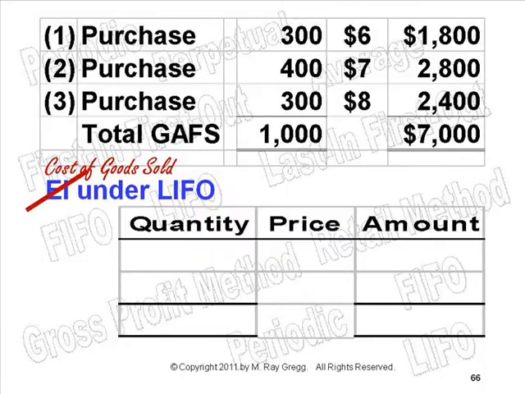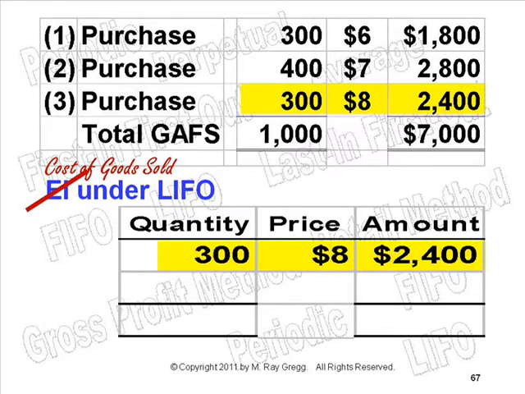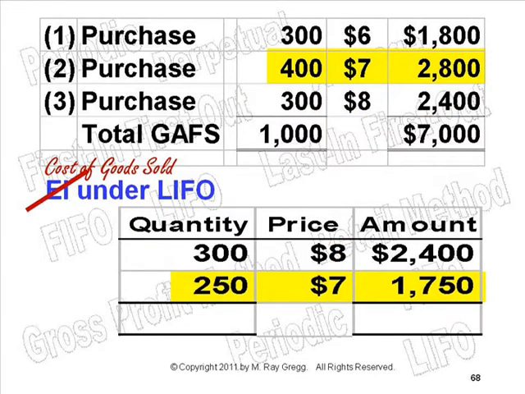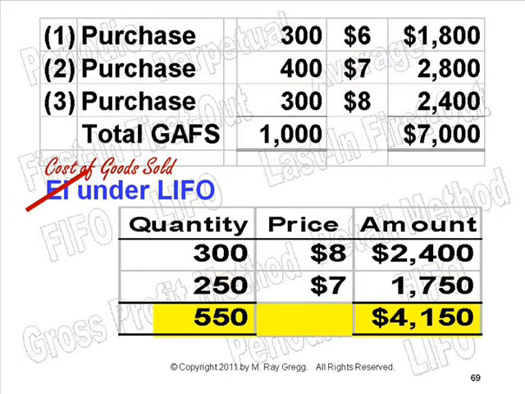It's at the bottom. Last in, first out. We've got 300 units for which we paid $8 each. That's $2,400. And to that, we want to add enough units to get us up to the 550 that we sold. It takes 250. 250 units at $7 each is $1,750. That sum, 2,400 plus 1,750, is 4,150.